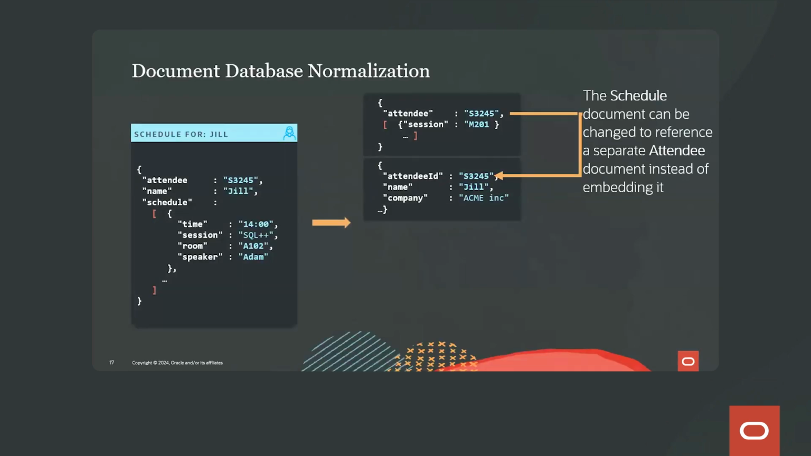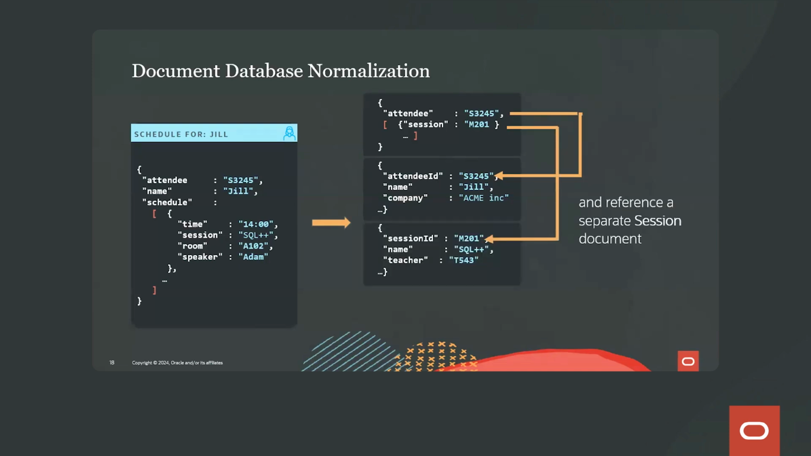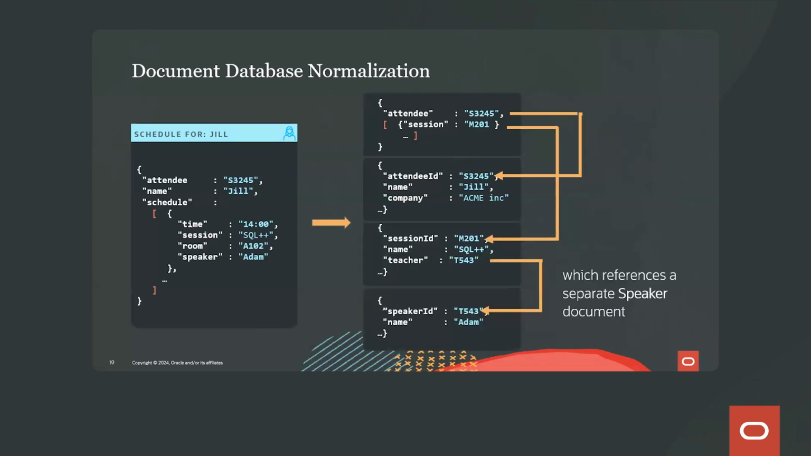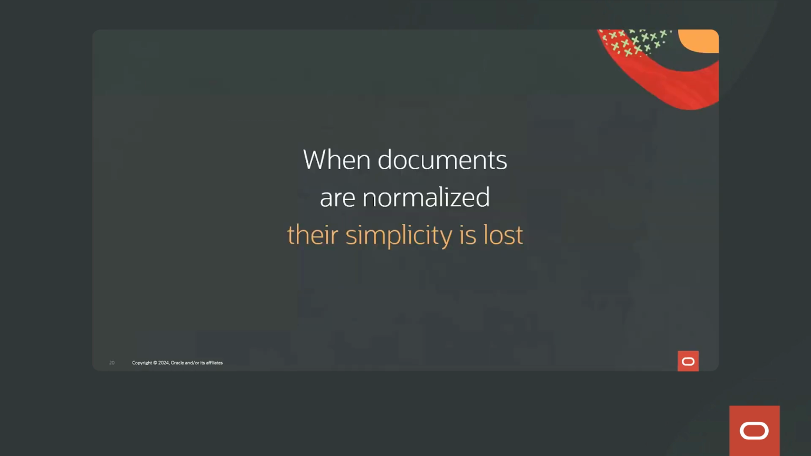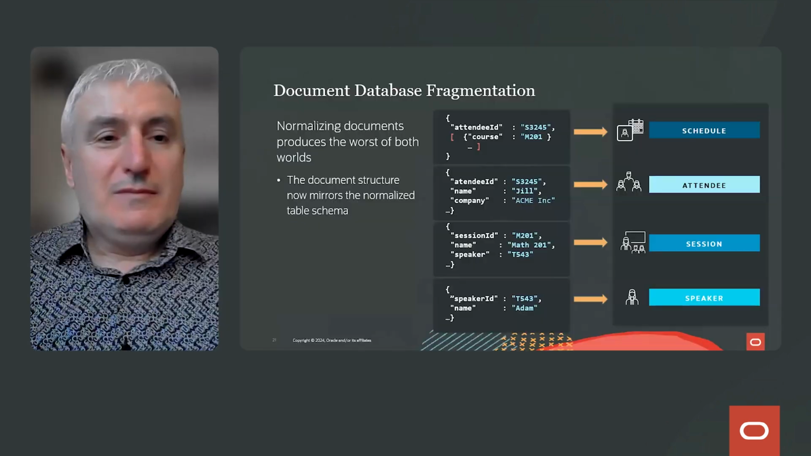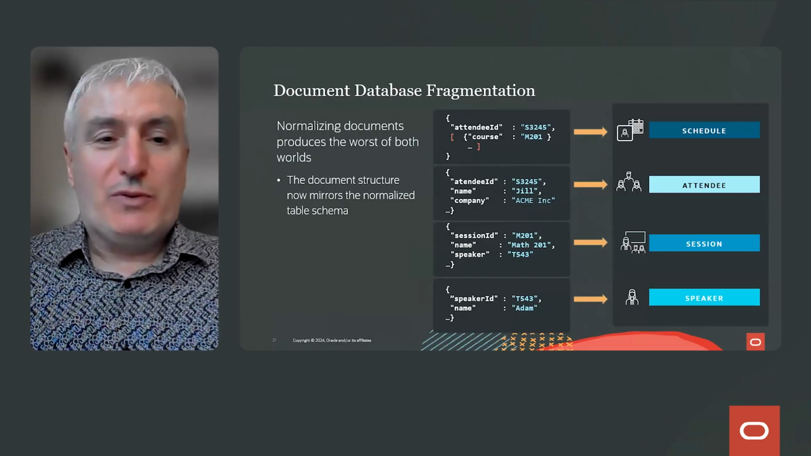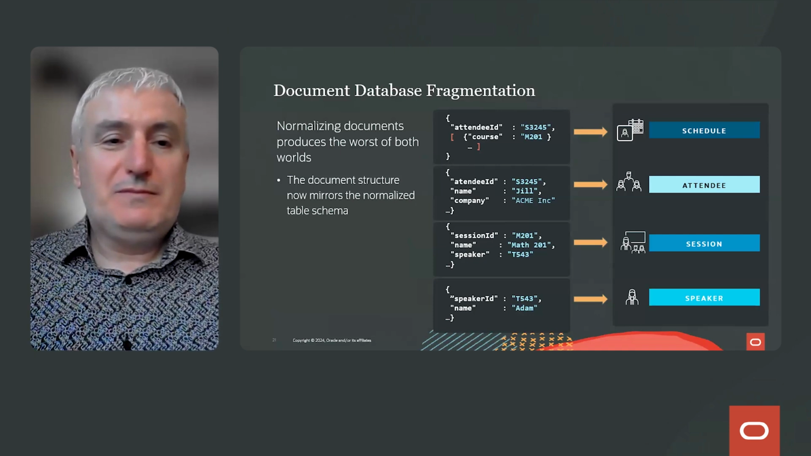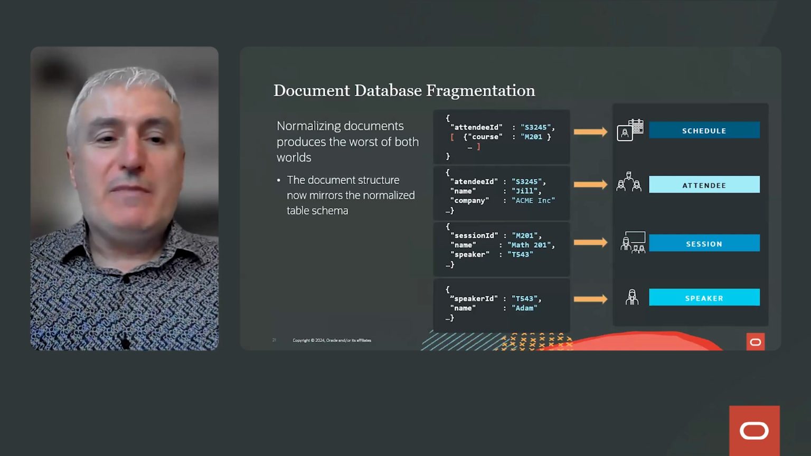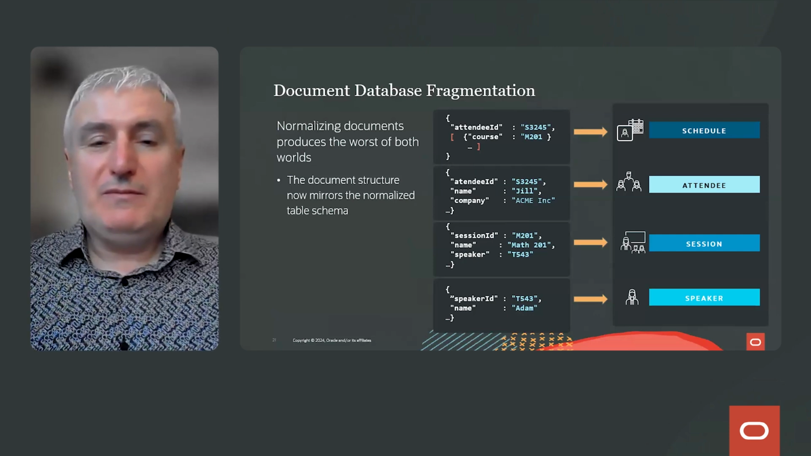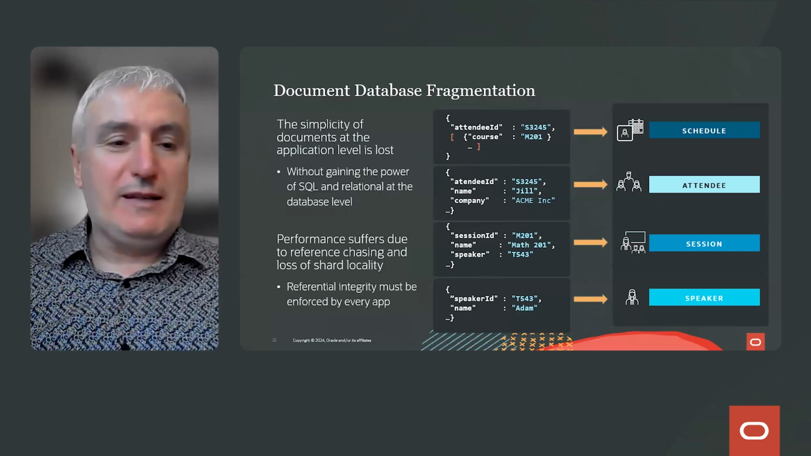Let's have a look. Let's consider the schedule for Geo. The schedule document on the left side can be changed to reference a separate attendee document instead of embedding it like we did in the first place. However, this will need to reference a separate session document, which references a separate speaker document. And you can see what happens on the right side of the slide. When documents are normalized, their simplicity is lost. Normalizing documents actually will produce the worst of both worlds. The document structure that you see now mirrors the normalized table schema. Have a look at the right side of the slide.